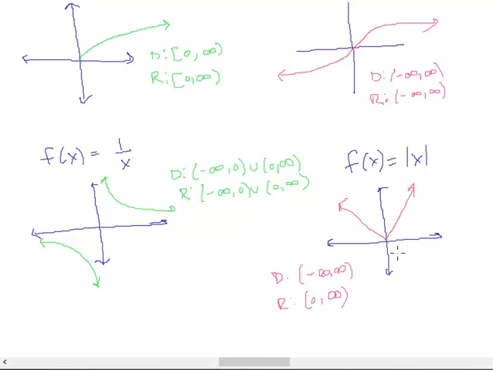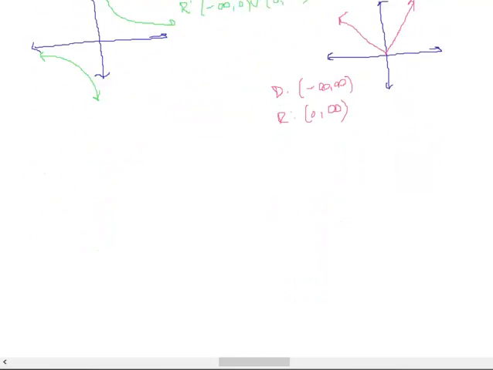Okay, so you need to know these like the back of your hand. So you need to know what these graphs look like, and you need to be comfortable identifying their domains and ranges. Okay, so next thing we're going to talk about is we're going to use these as we talk about piecewise functions.